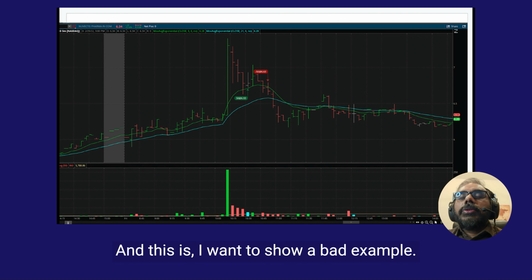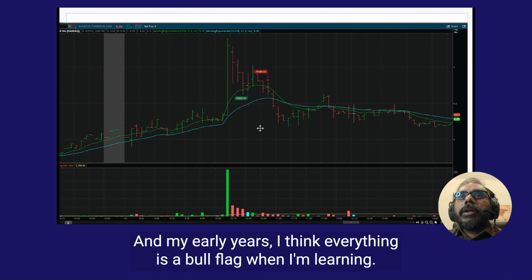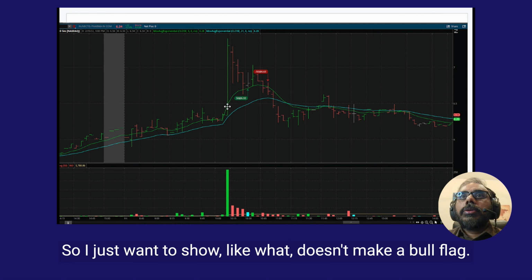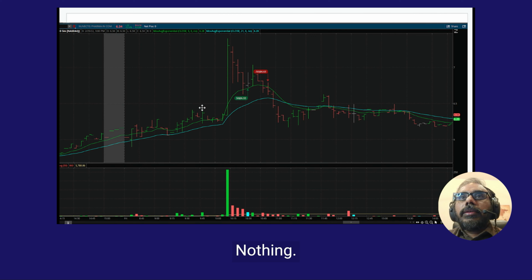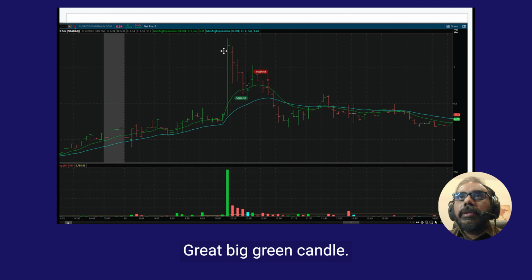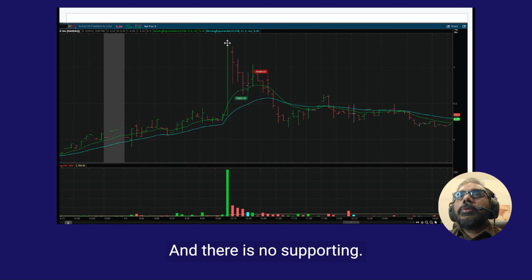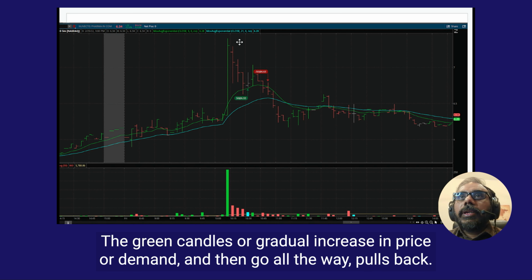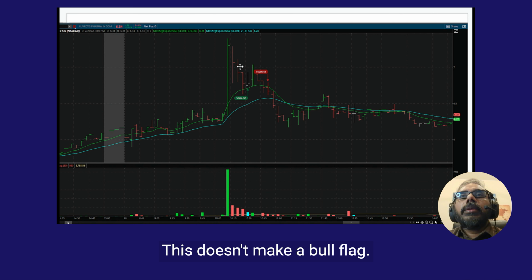I want to show a bad example. In my earlier days, I thought everything was a bull flag when I was learning. So I just want to show what doesn't make a bull flag. Nothing, it's all dead. And then all the way in one huge subsequent big green candle, and there are no supporting big green candles or gradual increase in price or demand, and then it all pulls back. This doesn't make a bull flag.